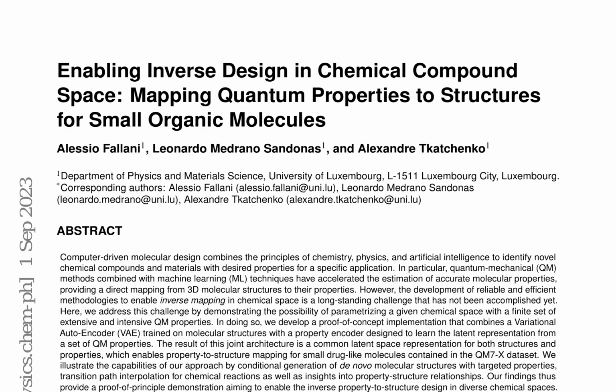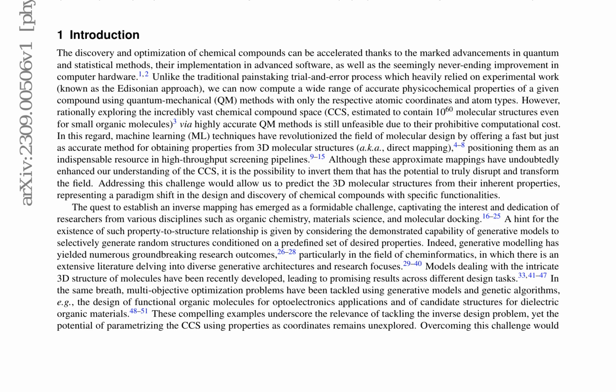Applications include conditional generation of de novo molecular structures with targeted properties, transition path interpolation for chemical reactions, and insights into property-structure relationships. The proof-of-concept implementation demonstrates the potential to parametrize the chemical compound space using properties as coordinates, which could accelerate the discovery and optimization of chemical compounds. The findings provide a foundation for future research in inverse property-to-structure design in diverse chemical spaces.